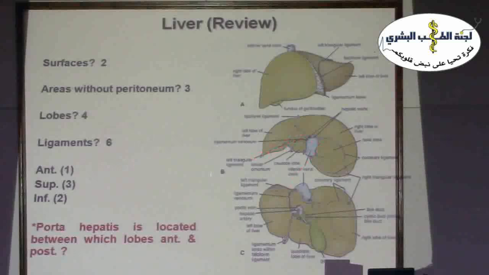How many are there now? 4 peritoneal reflections: 1 anterior, 3 superior. Inferiorly we have another 2 ligaments. What are these 2?